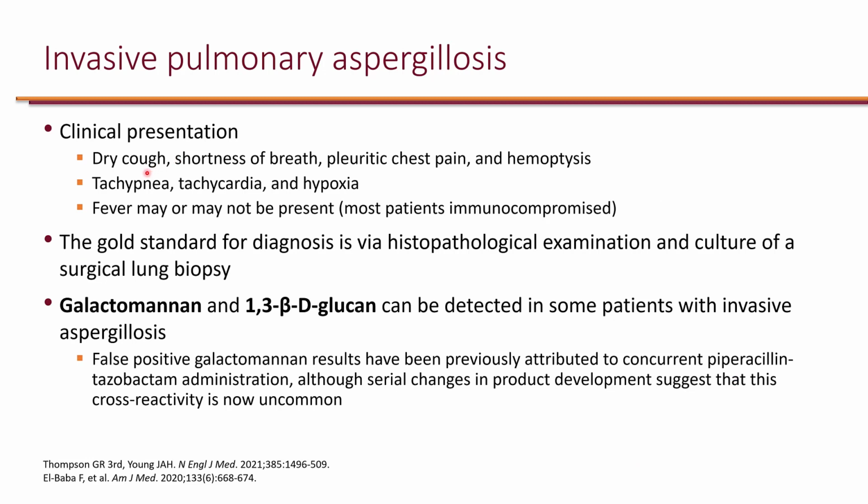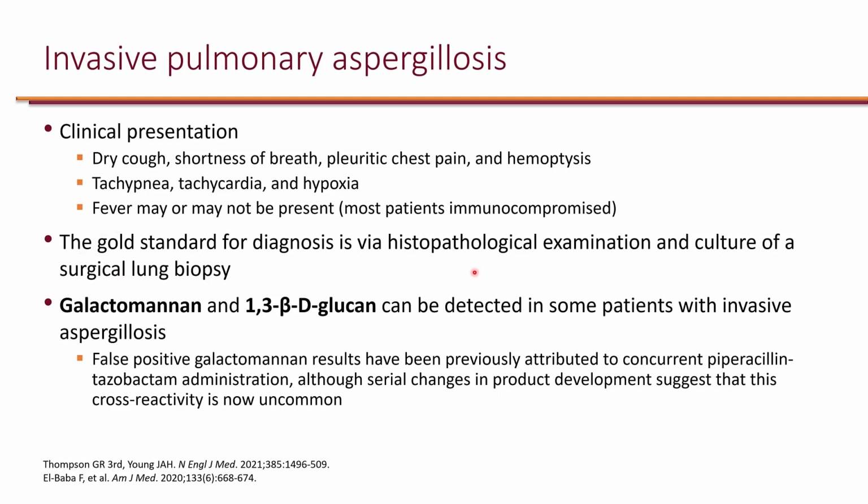So symptoms of pulmonary aspergillosis include dry cough, shortness of breath, chest pain, and hemoptysis. Patients can be pretty ill with tachypnea, tachycardia, and hypoxia. Now, fever may or may not be there because typically patients who get this are already immunocompromised. So because they're immunocompromised, they may not be able to respond with a fever. So that's why fever might not be there.